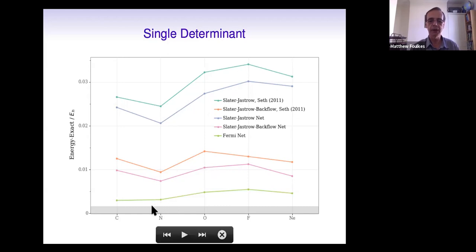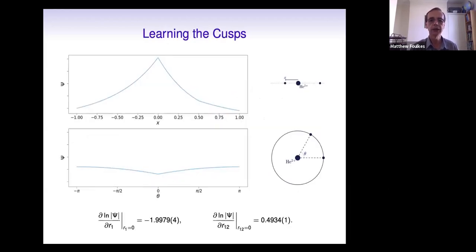We're still not at chemical accuracy, which is the gray bar, but we can easily get there by using, say, well, all the calculations I'm going to show you from now on use 16 Fermi Net determinants, and then we get to chemical accuracy reliably for these atoms.